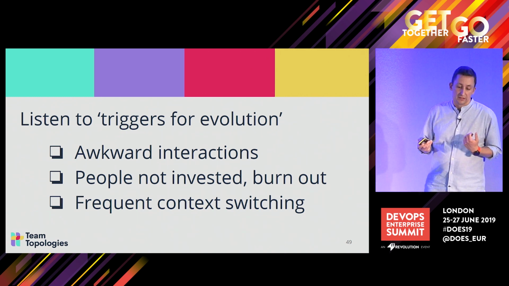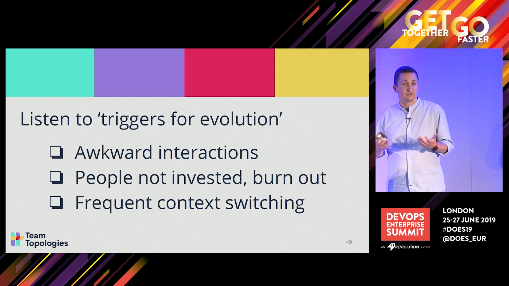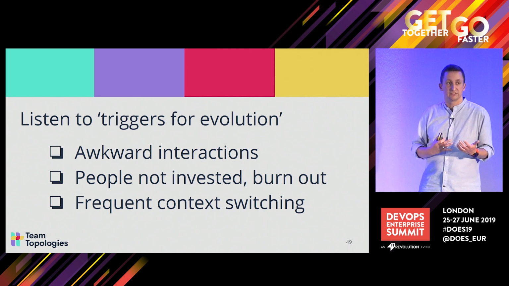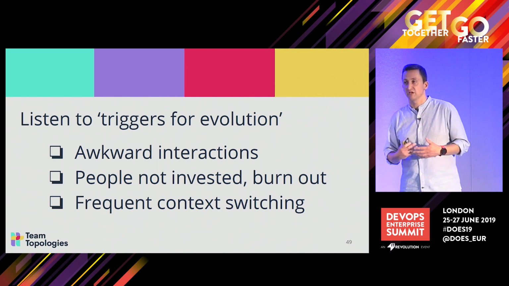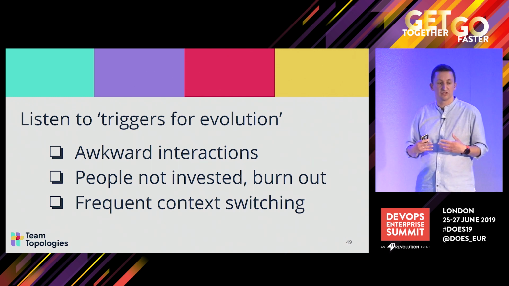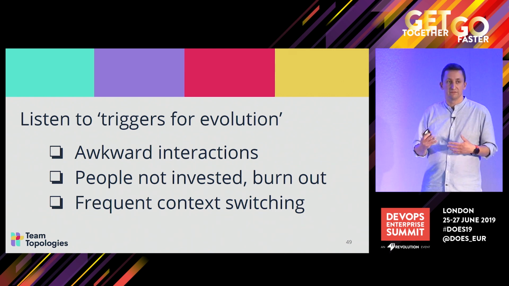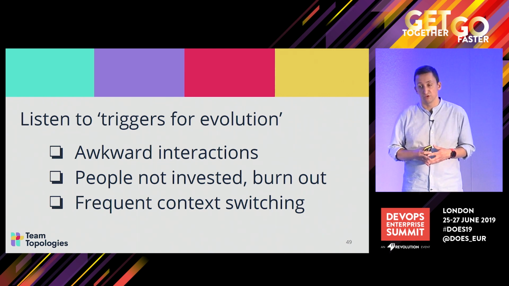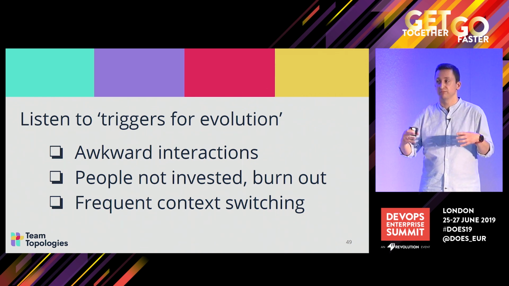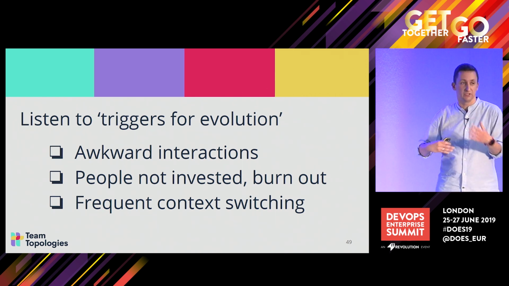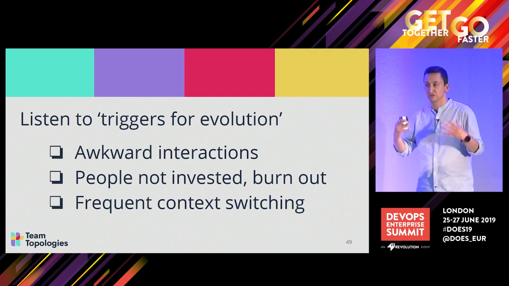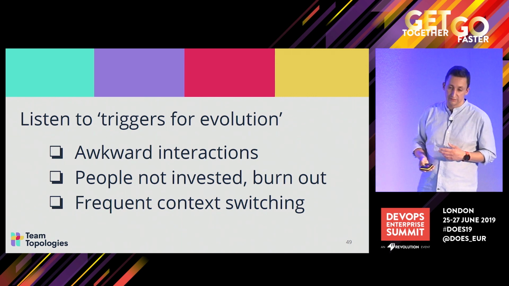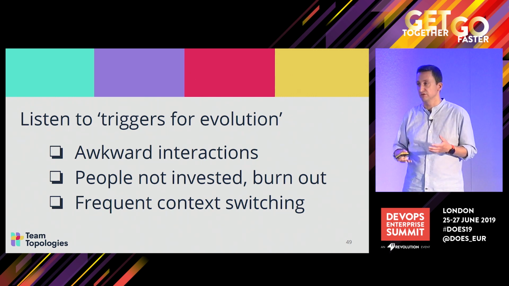And then finally, they were listening to these signals that what worked for us in the past, in the beginning, is now becoming a problem. So awkward interactions, some people were not really invested, some people may be almost burned out because they were trying to really keep up with all these different domains, so we'd have to put in a lot of extra time to actually understand all of this, and definitely frequent context switching inside the team.